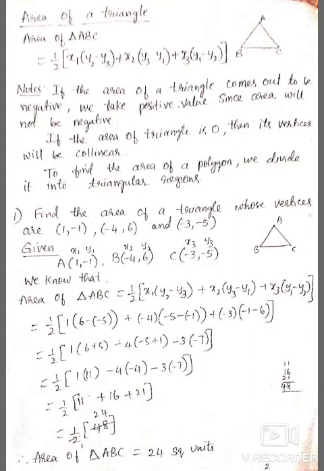Okay, so like this you have to calculate. By substituting x1, y1, x2, y2, x3, y3, you have to substitute clearly. You should not get confused. You should clearly substitute the values of the x1, y1 coordinates, x2, y2 coordinates, x3, y3 coordinates. Okay. So now let us consider the other problem.